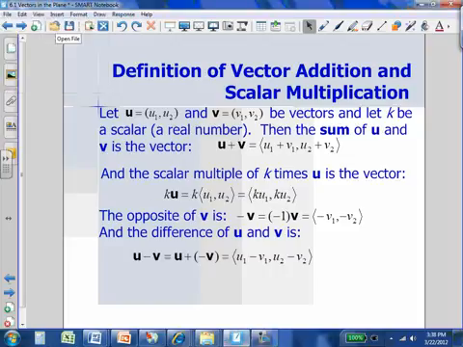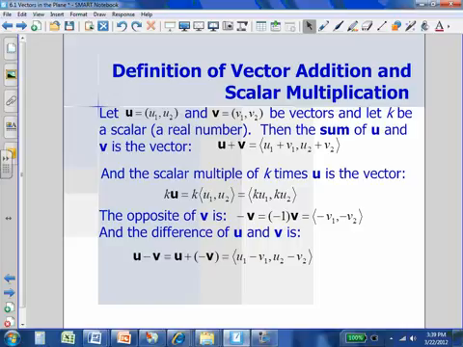Now we're going to learn how to do addition and multiplication in the vector world. And again, this looks like a bunch of stuff, but when we get to the examples, it'll be pretty simple. It may actually be one of your favorite things that you do in pre-calc.